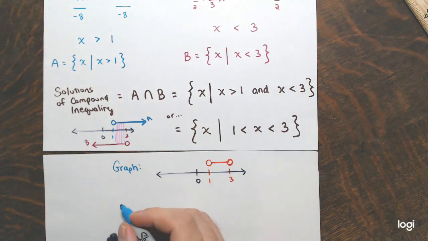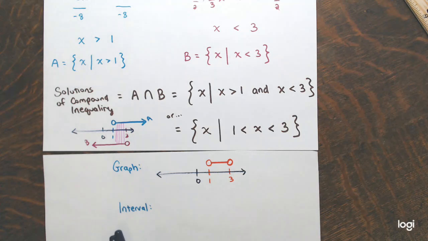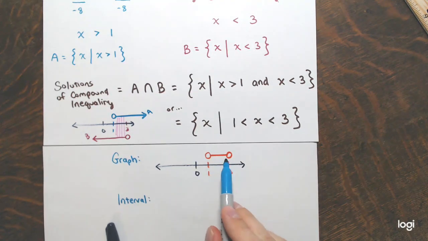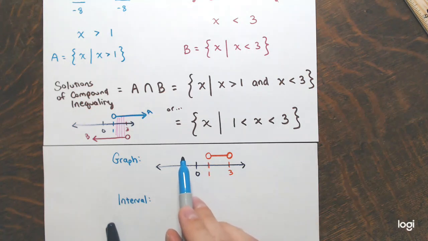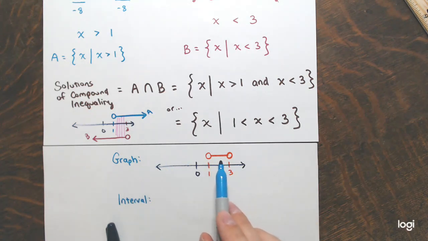And then for the interval, just like our last example, there's only one piece of this graph in my picture here. There's not another part of it over here. There's not another part of it over here. There's just this one piece of the graph.